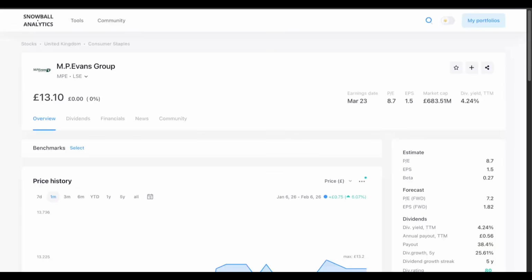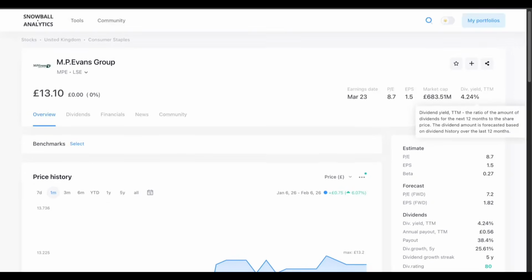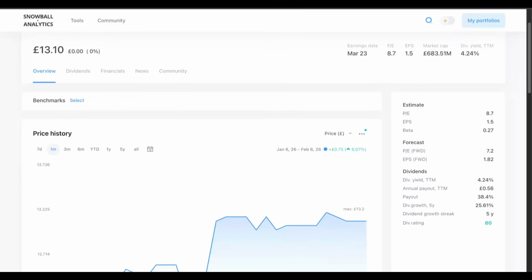And the final stock I'm topping up this month is going to be another stock that I actually bought last month as well, and that is MP Evans Group, stock ticker MPE. They have a very nice starting dividend yield at 4.24% with an incredible 5-year dividend growth rate at 25.61%, and they do have a 5-year dividend growth streak.